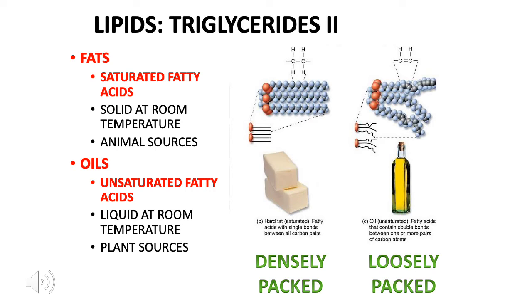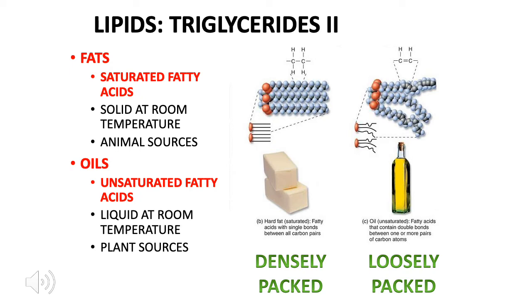So to summarize, fats are solid at room temperature. They are saturated triglycerides. They are composed of saturated fatty acids. They are, as a rule, solid at room temperature because of the dense packing of those linear molecules. And the last bullet point is this. As a rule, fats in general come from animal sources. There are some exceptions, but essentially, for the most part, saturated triglycerides come from animal sources.